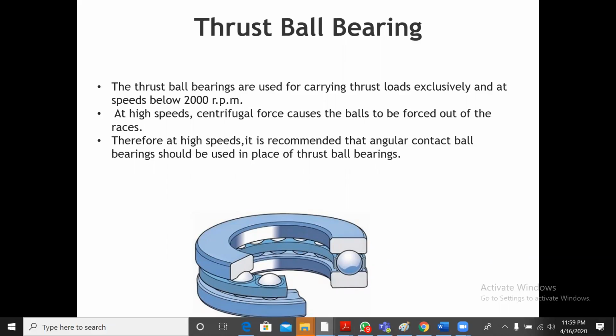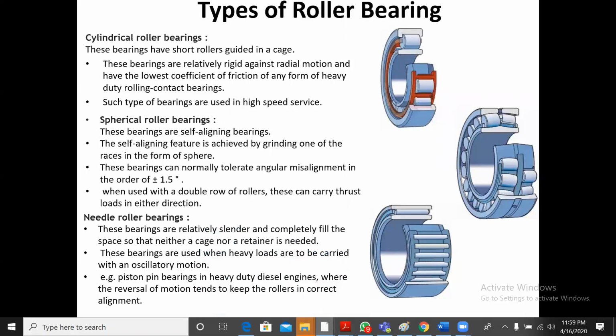Therefore, at high speed it is recommended that an angular contact ball bearing should be used in place of a thrust bearing. So the use of thrust bearings is very limited. Now the other type of rolling contact bearing is the roller bearing, and these roller bearings can further be classified on the basis of the type of cylinders. The cylindrical roller bearing: in such a bearing, the rolling element is a cylinder.